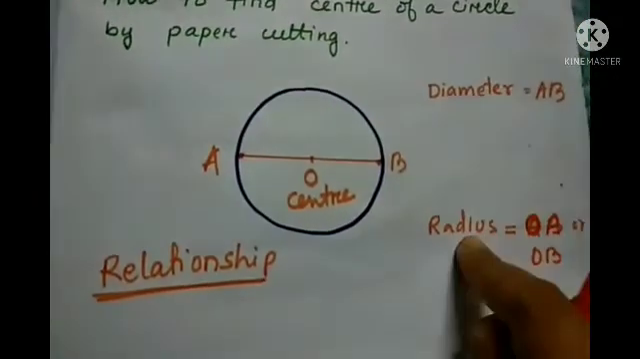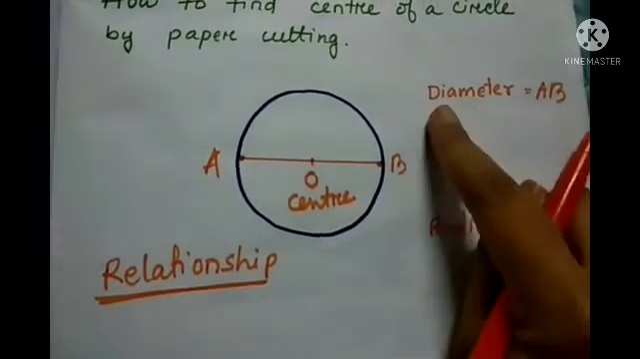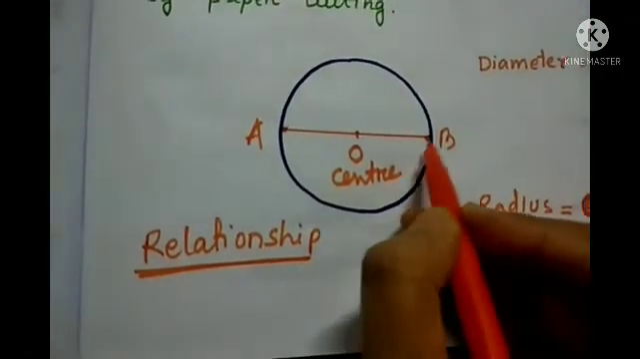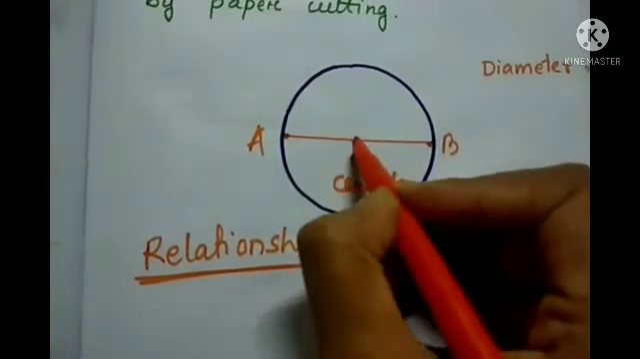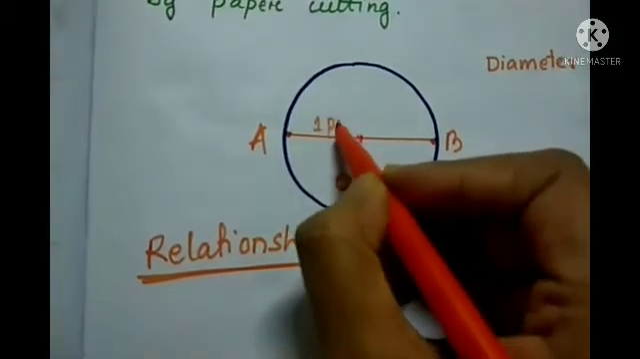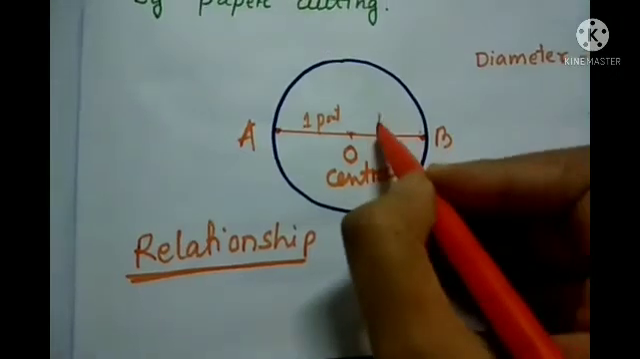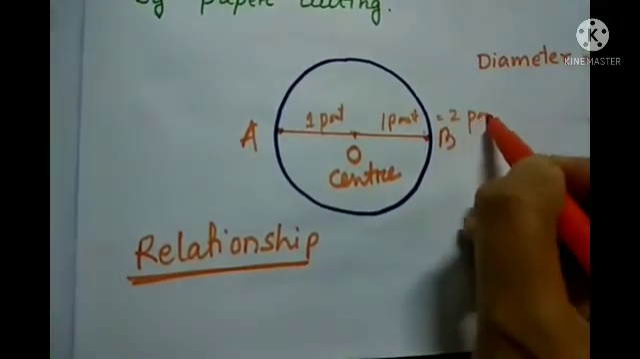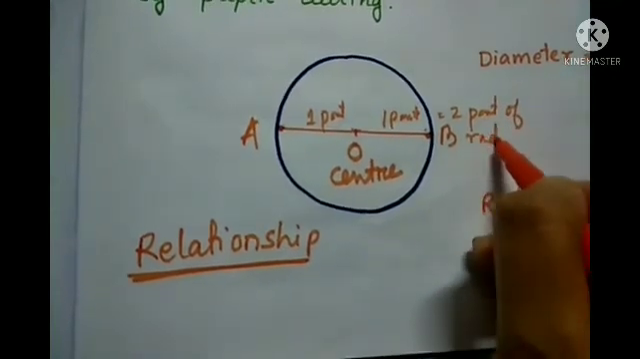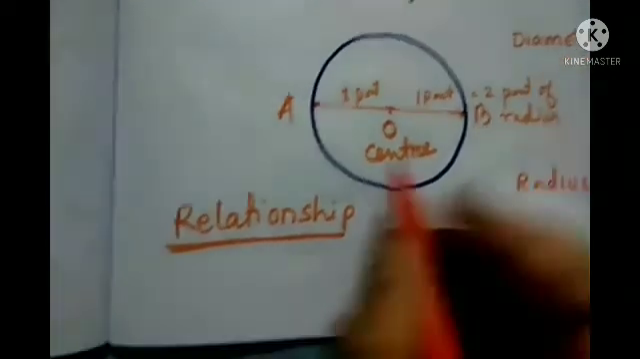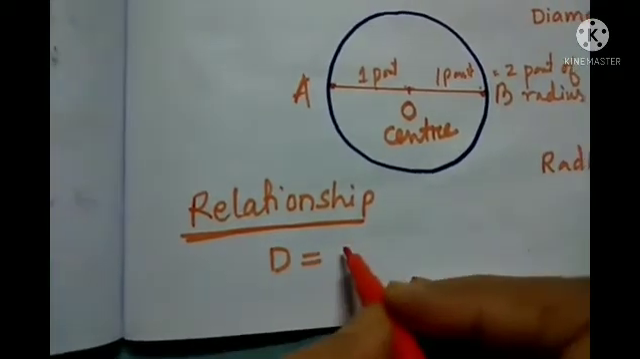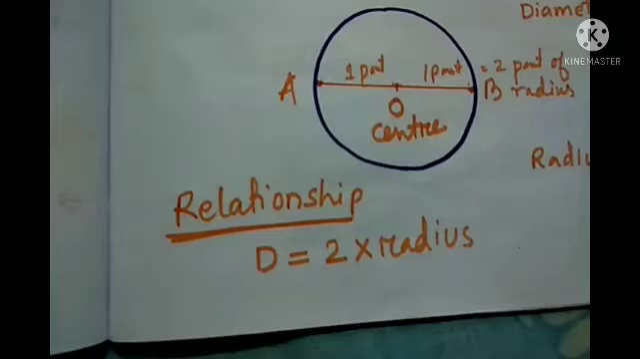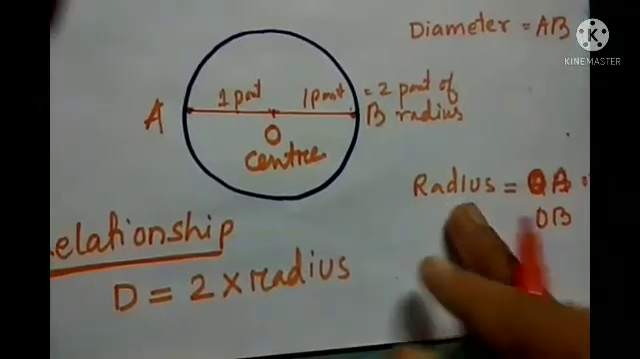Now what is the relationship between diameter and radius? I have already told you that the diameter is the line we draw passing through the center. Here, if I part this, the AO part is one part and OB is another part, right? So in total we are getting two parts. If we add these two radii, then we get the diameter. So D is equal to 2 times the radius. I think you got it. Why am I writing this? Because diameter is twice the radius.